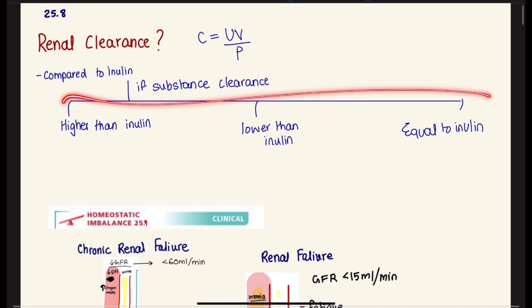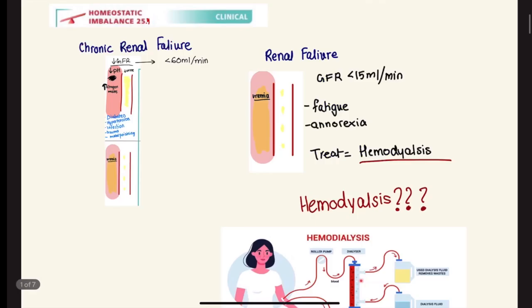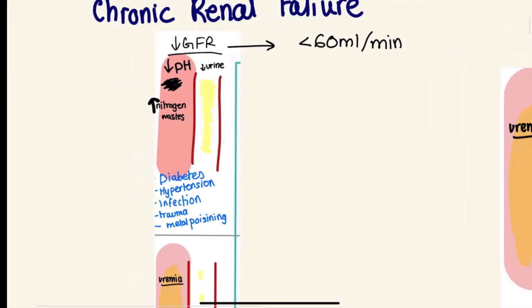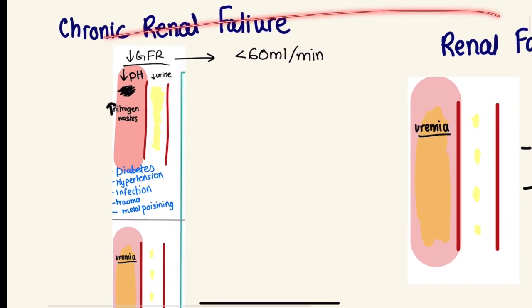Okay, so this is the basic idea over here. Now let's talk about two important conditions: chronic renal failure and renal failure. So what's chronic renal failure? In these two conditions, what's really important for you guys is to understand what's happening over here, how you can differentiate the two, and what the key features are. Let's go over them together.